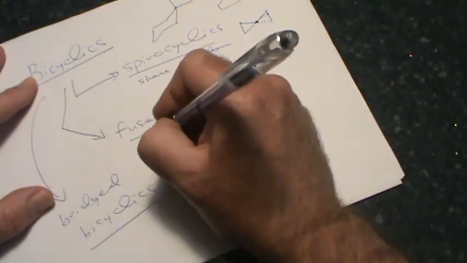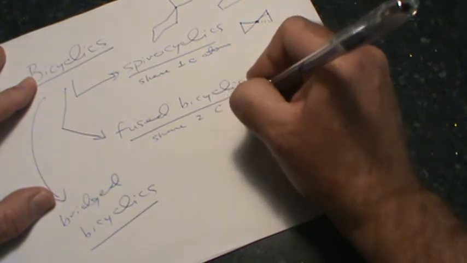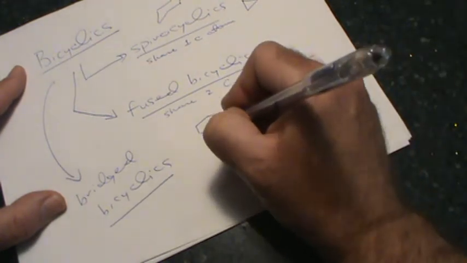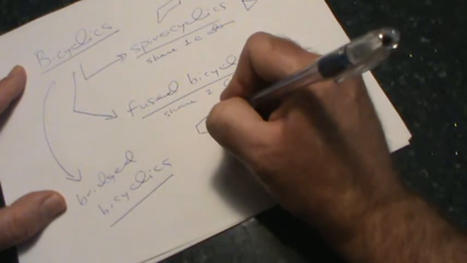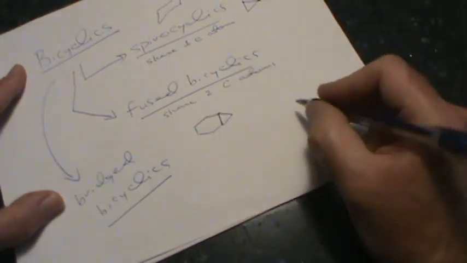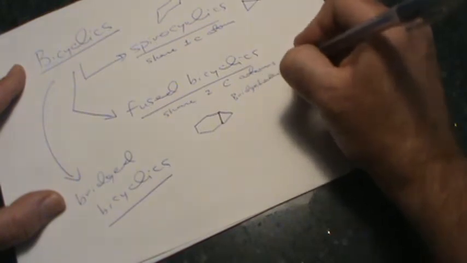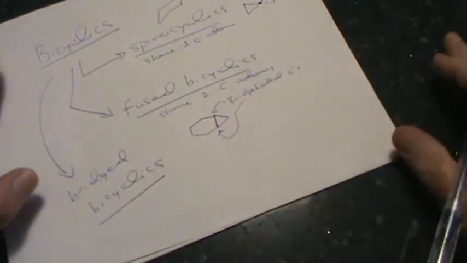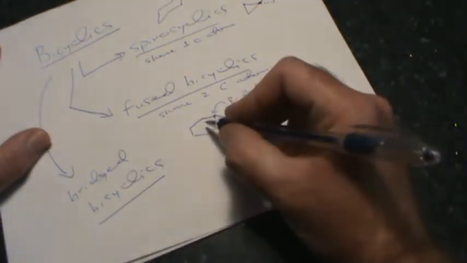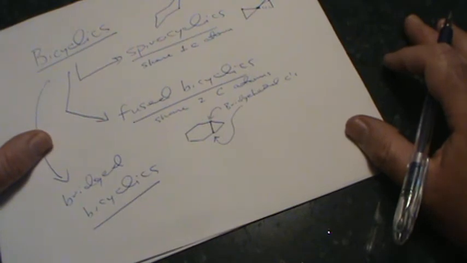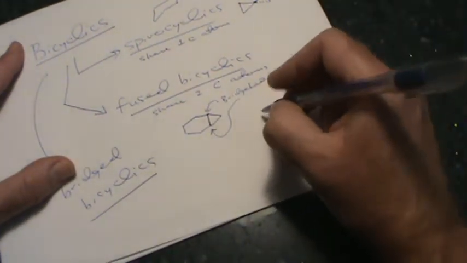Another type are the so-called fused bicyclics. And here, the rings that are fused together share two carbon atoms. So, for example, what if we had a 6-membered ring fused to a 3-membered ring? You can see that the two carbon atoms that are shared by both rings are these two right here. We refer to those as the bridgehead carbons. The bridgehead carbons are the carbons, both of them, which are common to both rings. So that's a 6-membered ring and a 3-membered ring fused together, and two carbon atoms are shared, the so-called bridgehead carbons.